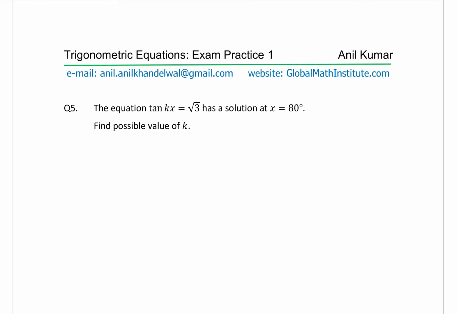Question number 5 here is: the equation tan kx is equal to square root 3. The equation tan kx equals square root 3 has a solution. We are given a solution, x equals 80 is a solution, and we need to find the value of k.